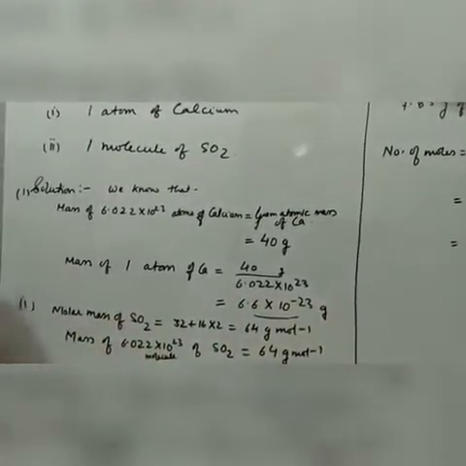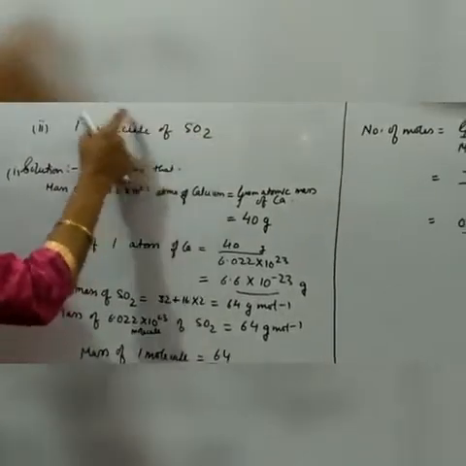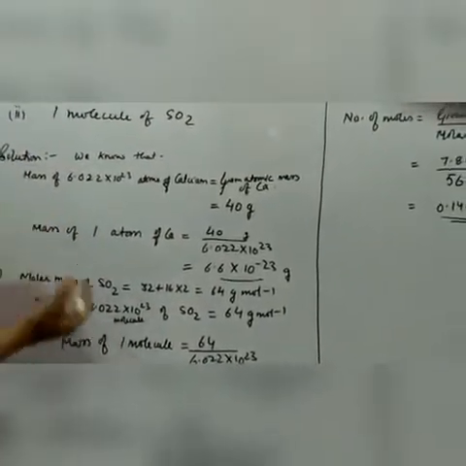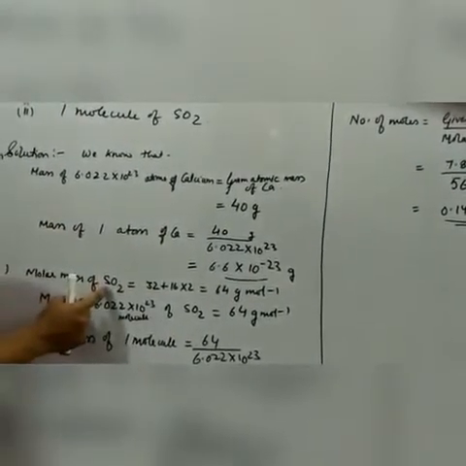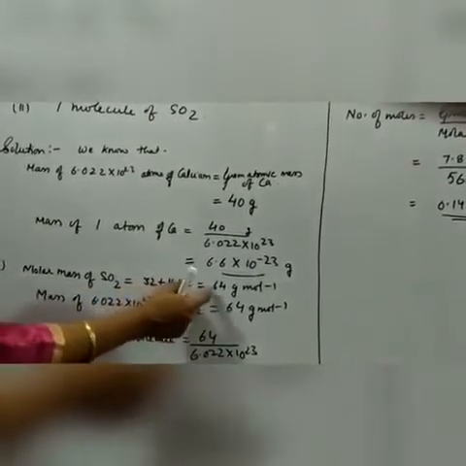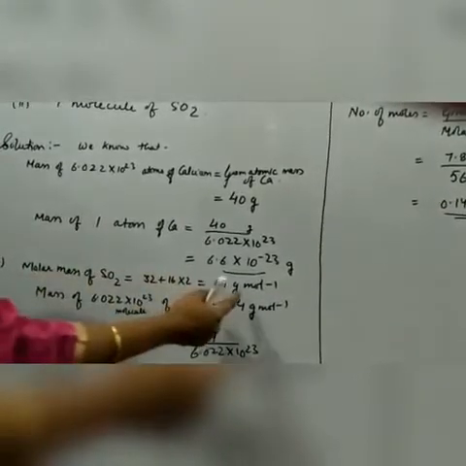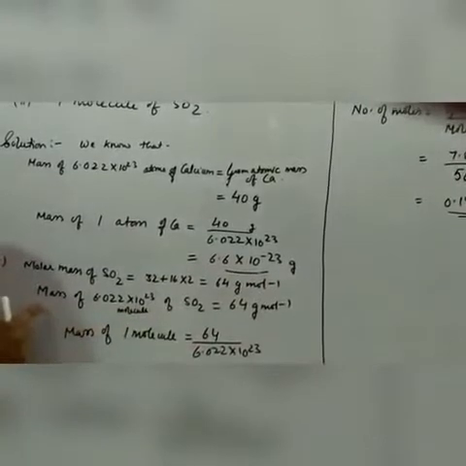So one atom of calcium will be contained in 6.6 × 10^-23 grams. In a similar way, we will do the second one, which is one molecule of SO2. Here the number of the entity is in terms of molecules. So first you will find out the molar mass of sulfur dioxide. It is 32 plus 16 into 2, which becomes 64 gram per mole. Molar mass is expressed in gram per mole, that is the mass of 1 mole.